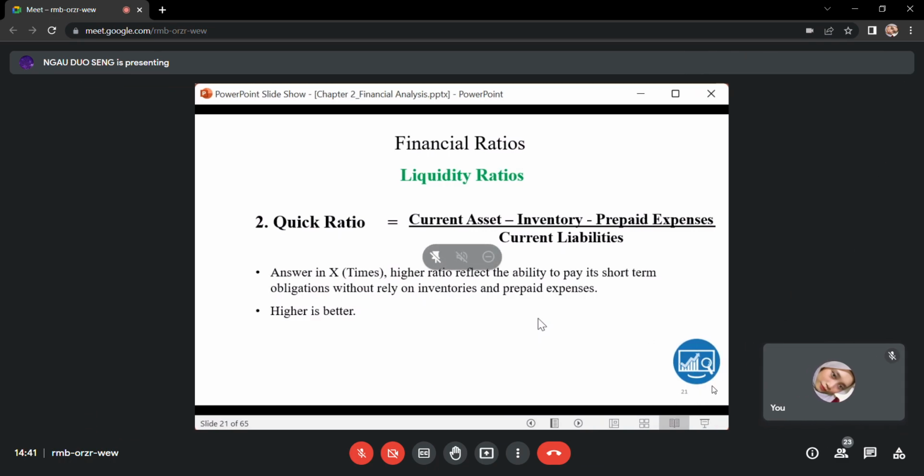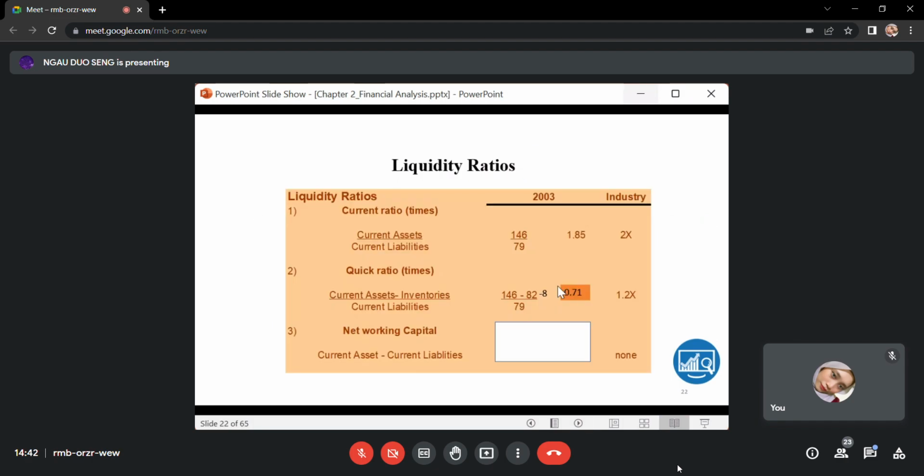All right, kindly please try. All right, so we check for the answers here, mostly correct lah. 0.709 or 0.71. Mostly you give me the same answer, right? So we check: 146 minus 82 minus 8, divided by 79. So we have 0.71.